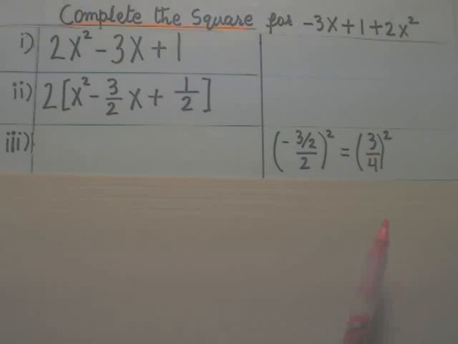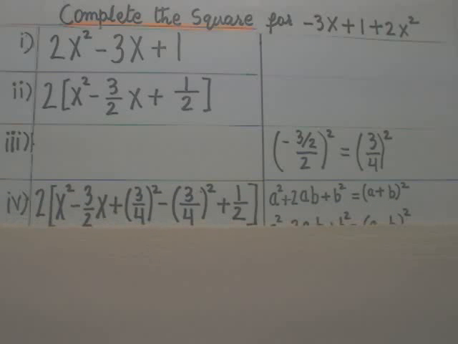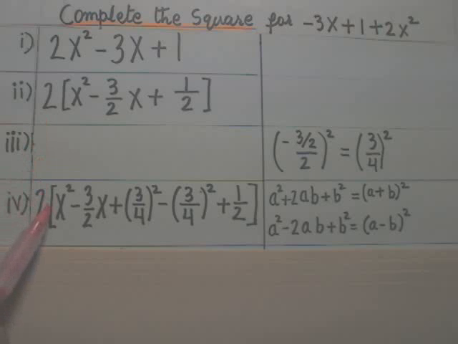In the fourth step, you'll add this quantity which you just found, add it in here, and take it away again so as not to change the problem. Keep everything else as it is. There's the 2, x squared minus 3 over 2x plus that quantity you just found. Take it away so that you're not changing the problem, and don't forget the plus 1/2. Now, the first 3 terms inside the brackets, these 3 terms form a square trinomial.